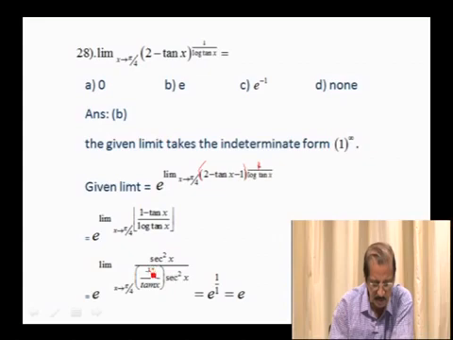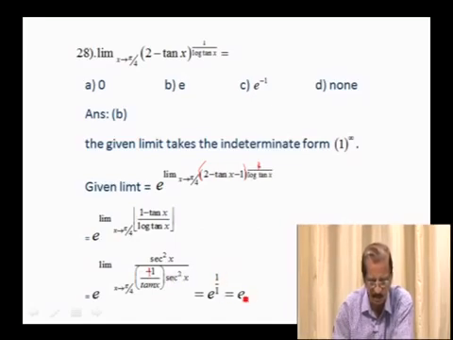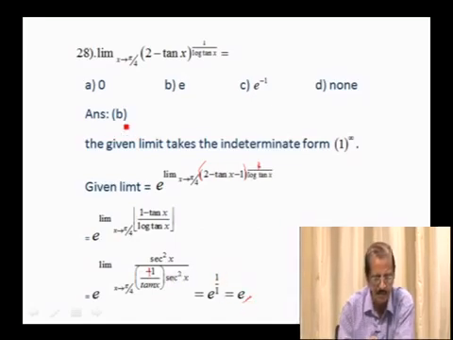So here I make this plus, it is not minus, 1 over tan x into secant square x. So e to the power of 1 by 1, e is the answer. Option B is taken, this one.